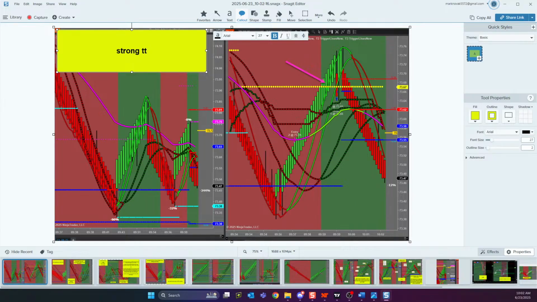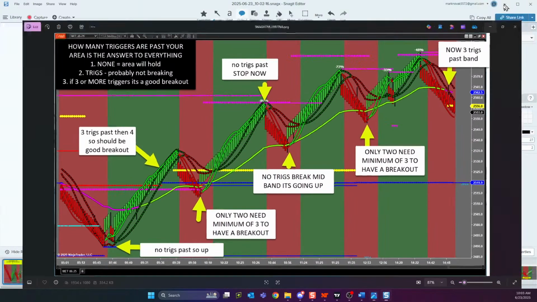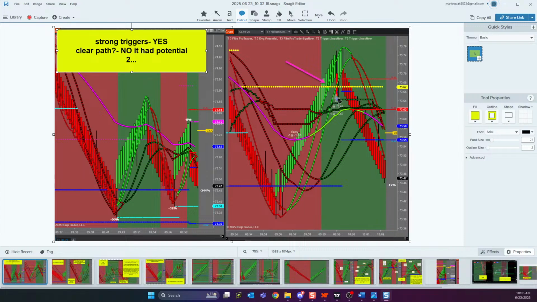Did I have strong triggers? And you guys are going to say, yeah, I see those strong triggers. I love those strong triggers. And then I'm going to say, did we have a clear path? And you're going to have to say, no, it had potential. And I'm going to say, well, how many triggers made it through that fib? And you're going to say 2. And then we're going to have the lesson. Because the second you say 2 triggers through, I'm going to pull up this picture where it literally says probably not breaking. And then we're going to say, and that's probably what killed your trade.